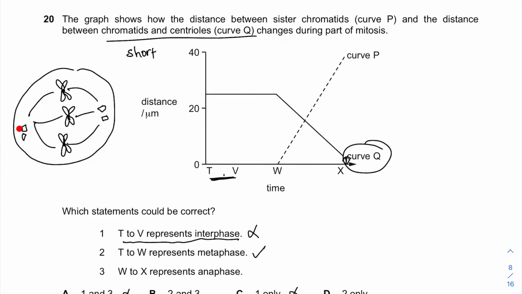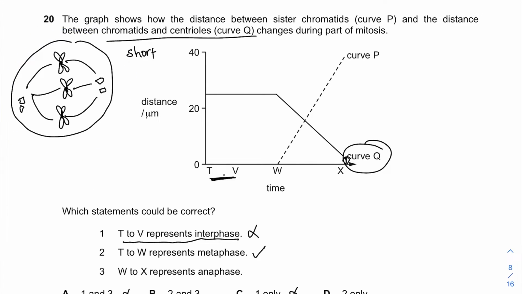In this case, the distance between the sister chromatids for curve P is increasing here. So I'll just draw in anaphase, your centrioles, and now in anaphase, they separate apart. So this is how your sister chromatids are separated.